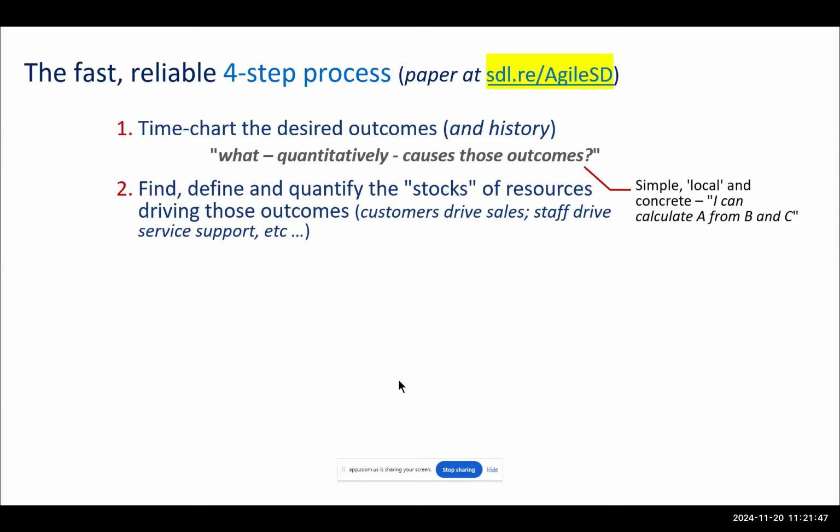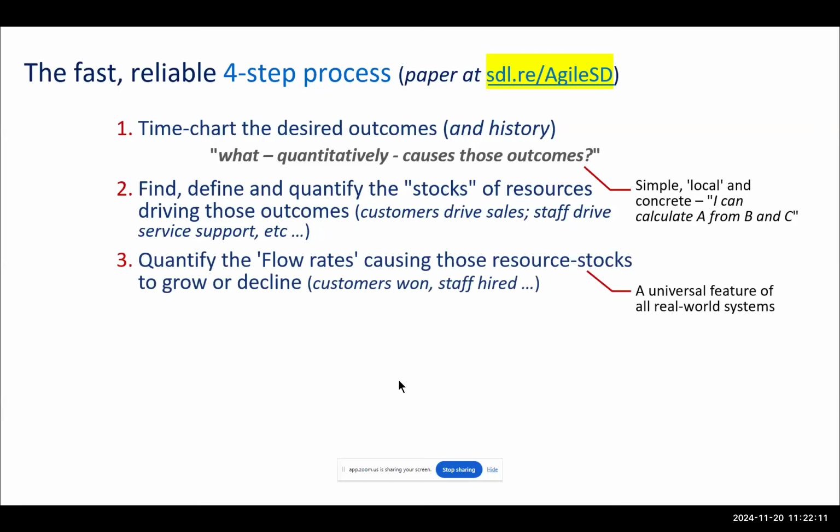Okay, customers and staff are things we call stocks, and you can calculate in one or more steps what sales are if you know how many customers you've got. You can calculate what your labor costs are if you know how many staff you employ. You can calculate how much service support you can offer if you know how many staff you have. Okay, that's step two.